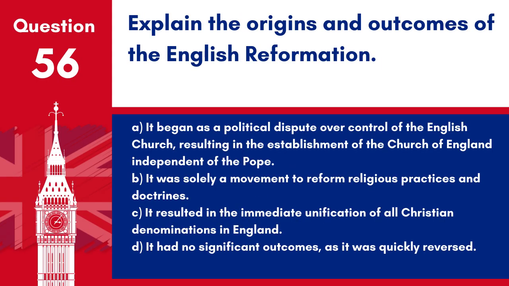Question 56. Explain the origins and outcomes of the English Reformation. A. It began as a political dispute over control of the English Church, resulting in the establishment of the Church of England independent of the Pope. B. It was solely a movement to reform religious practices and doctrines. C. It resulted in the immediate unification of all Christian denominations in England. D. It had no significant outcomes, as it was quickly reversed.